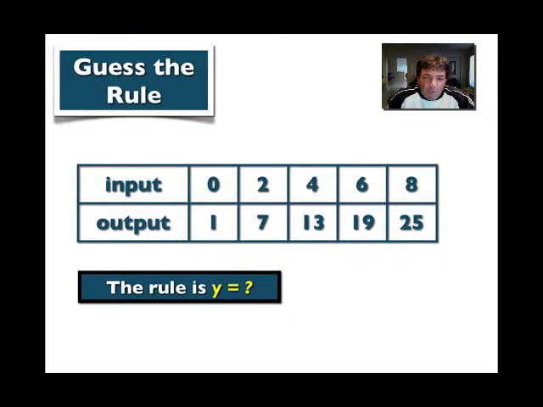So what do we have to do to x to get y? In this case, for each of these values, if we multiply by 3 and then add 1, we get the output value. So if I do 3 times 2, 6 plus 1, I get 7. 3 times 4 plus 1, I get 13. 3 times 6 is 18, plus 1 is 19, and so on. So the rule for this one is 3x plus 1, or multiply by 3 and add 1.